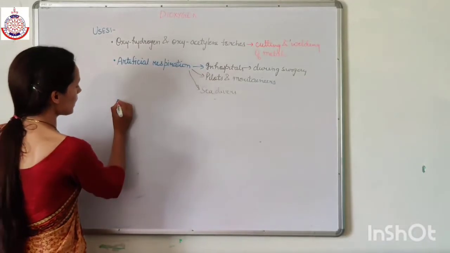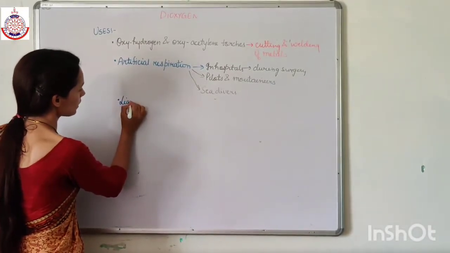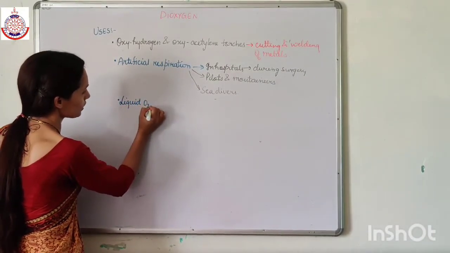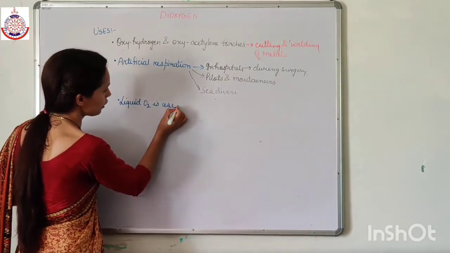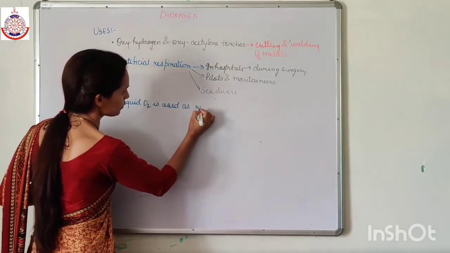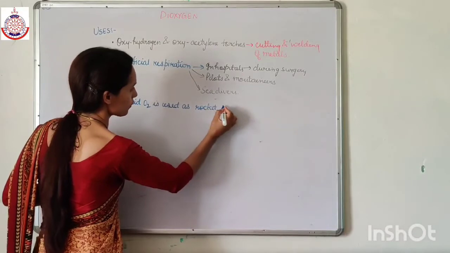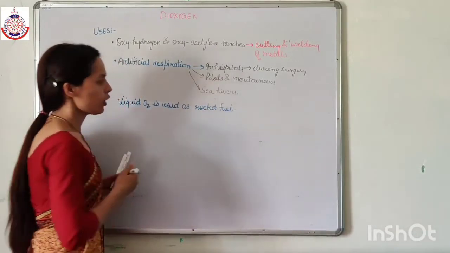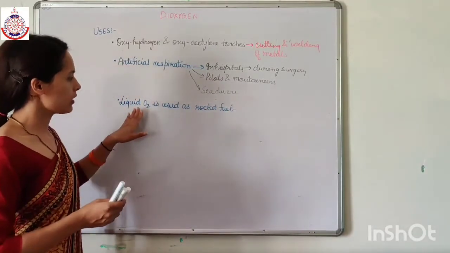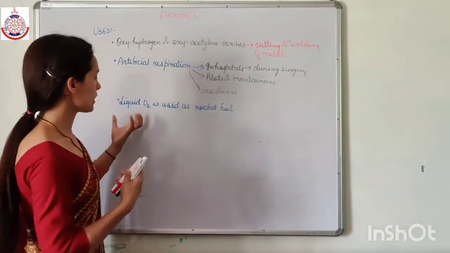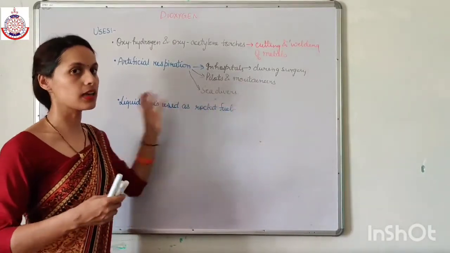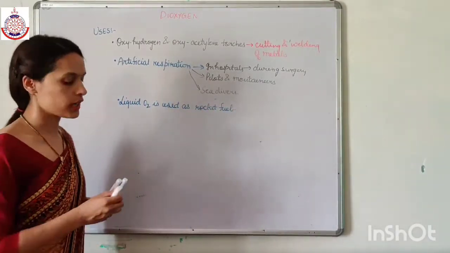Next, liquid dioxygen is used as rocket fuel, because the bond dissociation enthalpy of dioxygen is very high, therefore it is used as a rocket fuel.